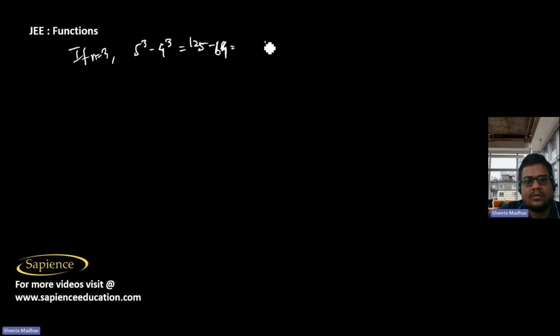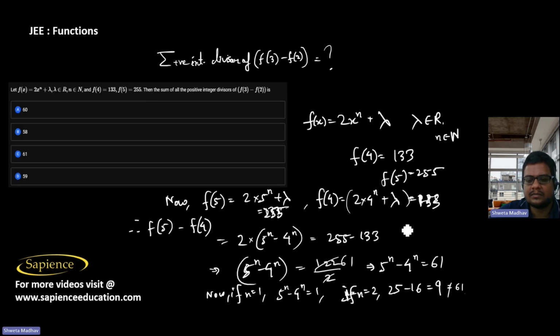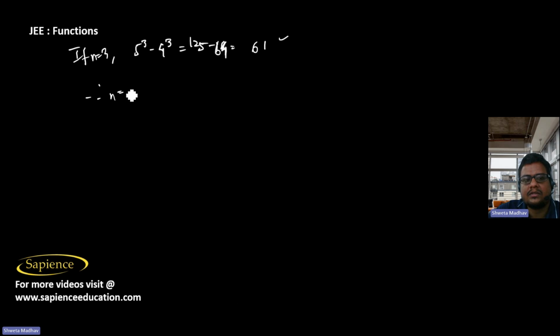But if I put n equal to 3, then we'll get 5 power 3 minus 4 power 3, that is equal to 125 minus 64, that is equal to 61. So therefore n should be equal to 3. Therefore n equal to 3.